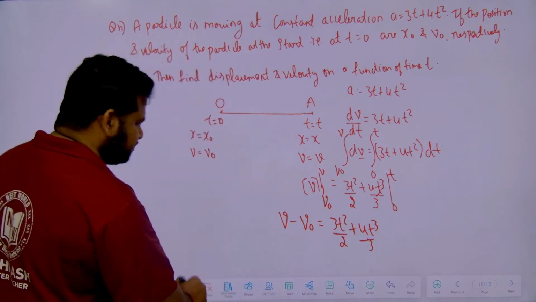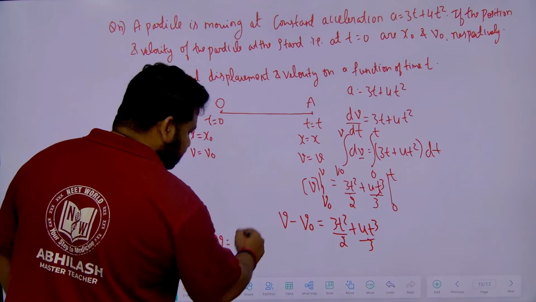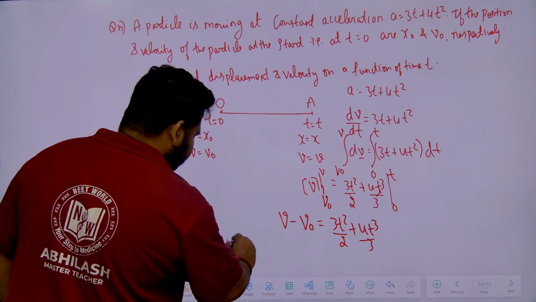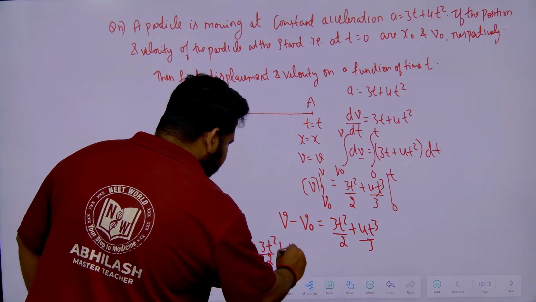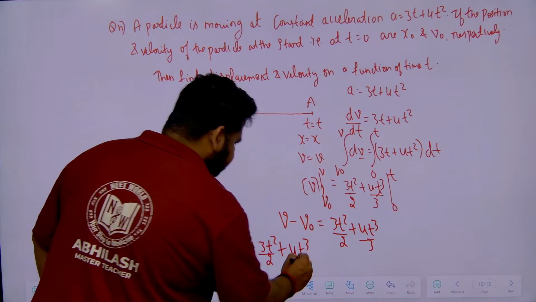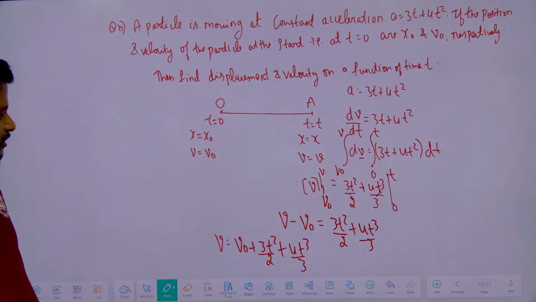So we got the velocity as equal to v naught. If I send it, I will get v naught plus 3t square by 2 plus 4t cube by 3. We got velocity.